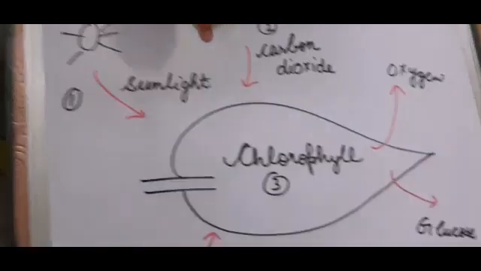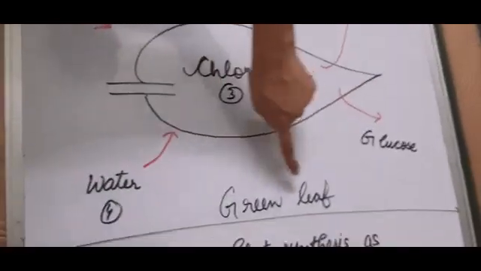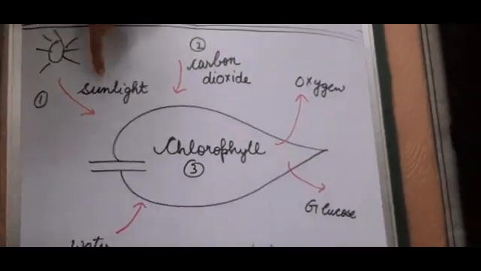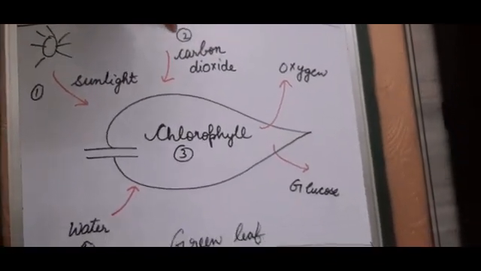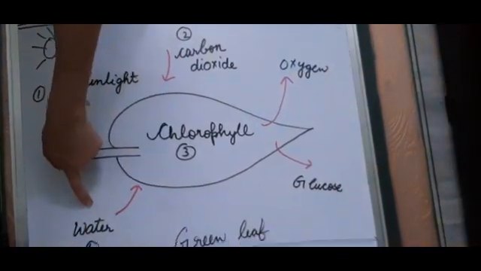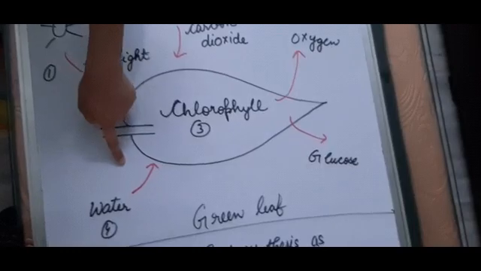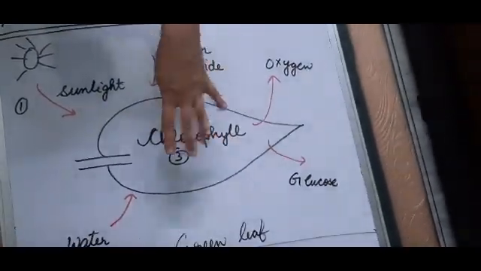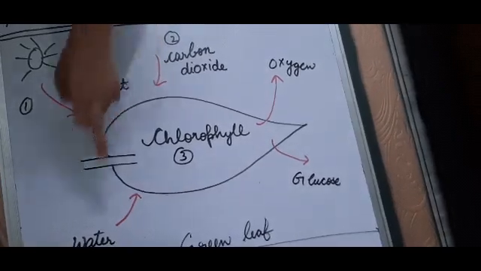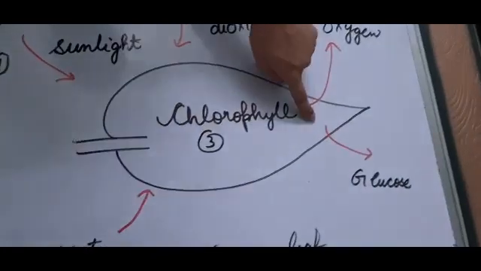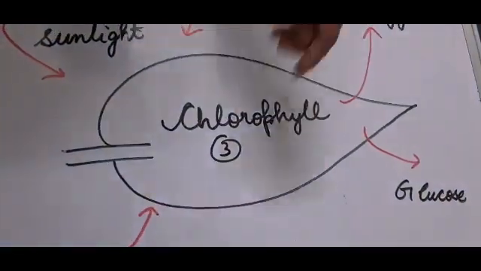Now look at this diagram. I have drawn a diagram of a green leaf. So 4 things are needed. Number 1, sun. The sun gives sunlight. From the air, the green leaf will take in carbon dioxide, and from the soil, the green leaf will take in water, and chlorophyll is already present. So the green leaf needs 4 things: sunlight, carbon dioxide, water, and chlorophyll. And it will make 2 things. Glucose is made and oxygen is given out.